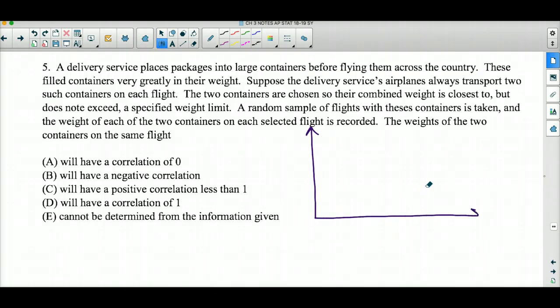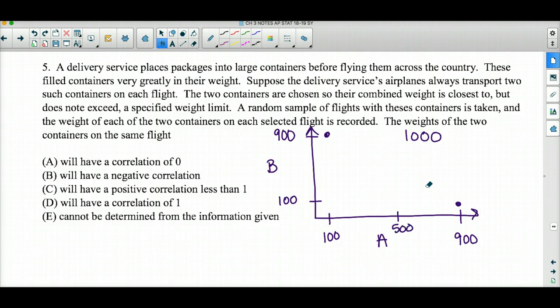And Haley was like, well, listen, let's say that the maximum weight is 1,000 pounds. And you have package A and you have package B. If package A weighs 100 pounds, what is package B allowed to weigh? 900. But what if package A weighs 900? What is package B allowed to weigh? And if package A is 500, what is package B going to weigh, or allowed to weigh? 500. Therefore, there is a negative relationship between the two.